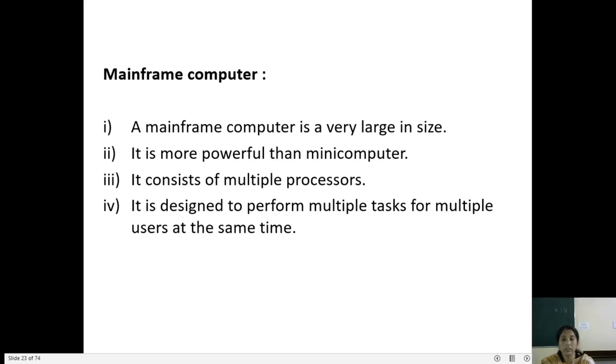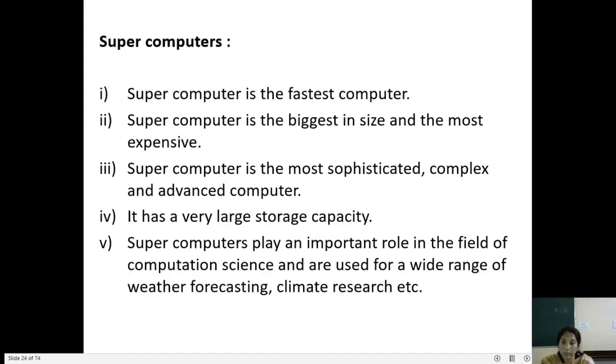A processor is nothing but the brain of the computer. Here, you can observe the mainframe, which works on multiple processors. It is designed to perform multiple tasks for multiple users at the same time.